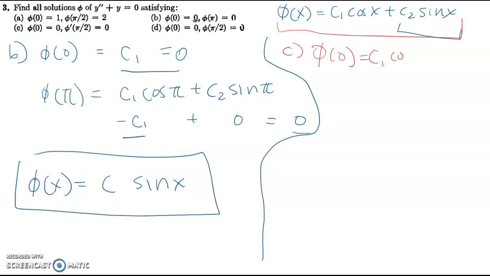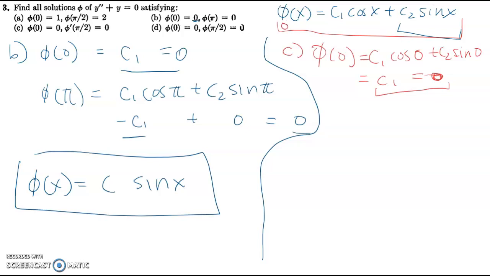So C1 is cosine of 0 plus C2 sine of 0. We know that sine of 0 is 0, cosine of 0 is 1, so this is C1. So we immediately find that C1 equals 0. Okay, let's go ahead and plug in pi over 2.